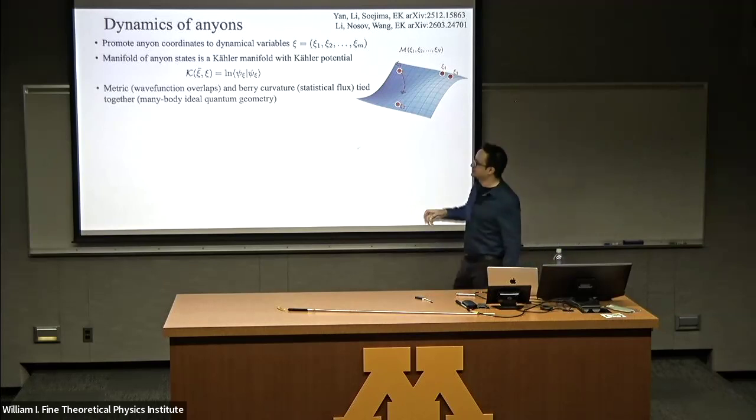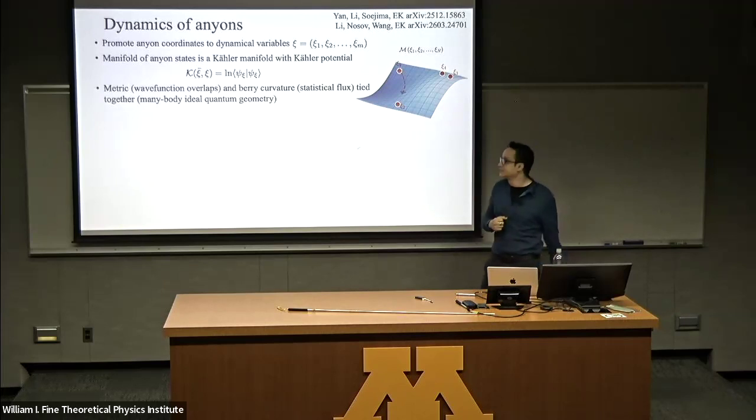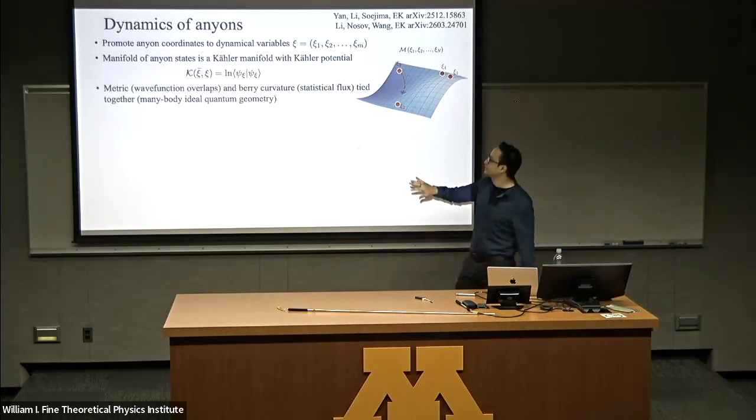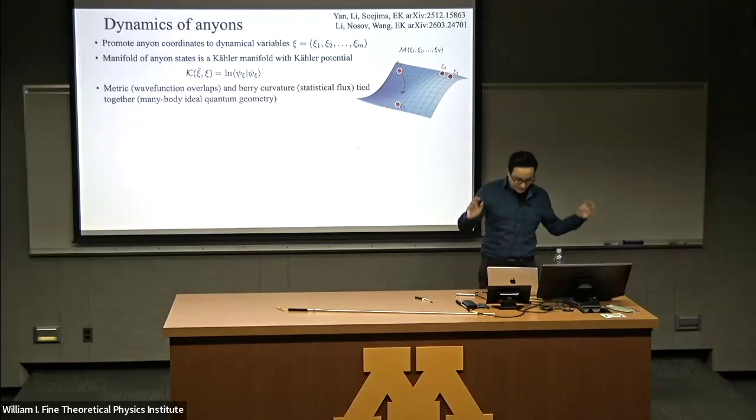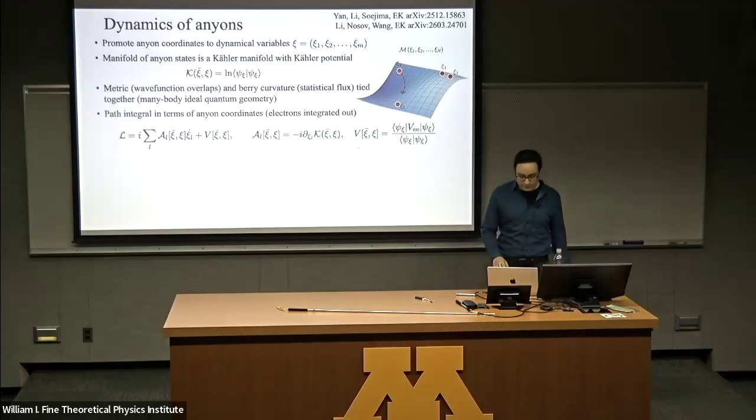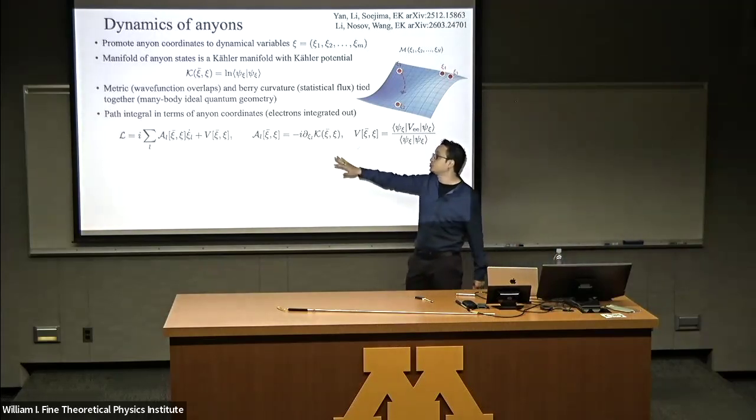So this is a many-body version of the notion of ideal quantum geometry that Inti had mentioned, where the metric and the Berry curvature are tied together. But now both of these are many-body objects. And now I can write not an effective theory, I can write an exact theory on this manifold. So I take my Hamiltonian and project it onto this, and I write the evolution as a path integral. And this path integral will have a Lagrangian that has two terms.